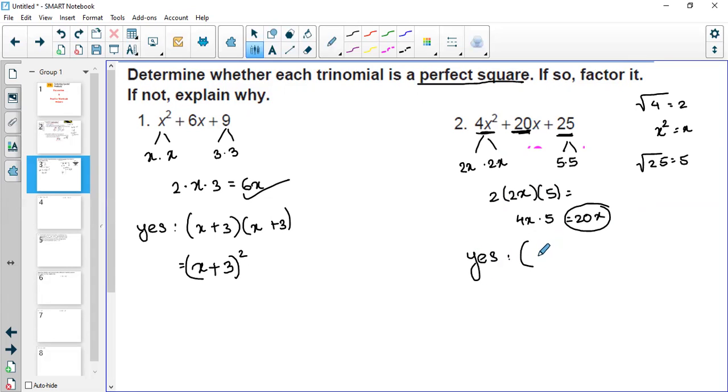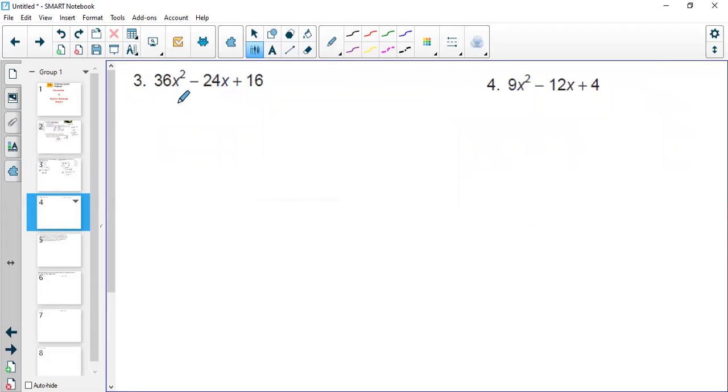So the factorization is going to be 2x plus 5 and 2x plus 5, which could be written as 2x plus 5 the whole square. 2x plus 5 the whole square. So the next question, here we have 36x squared and 16.